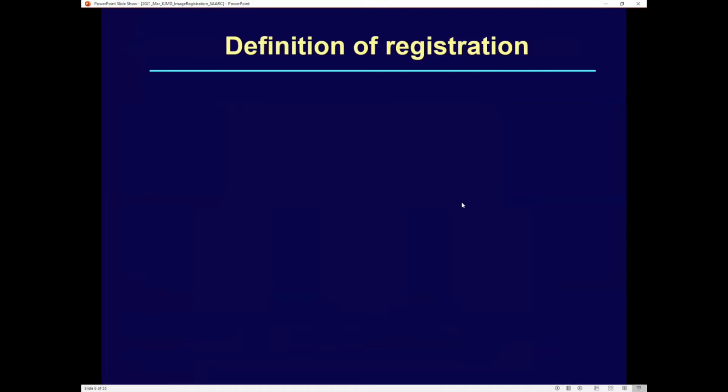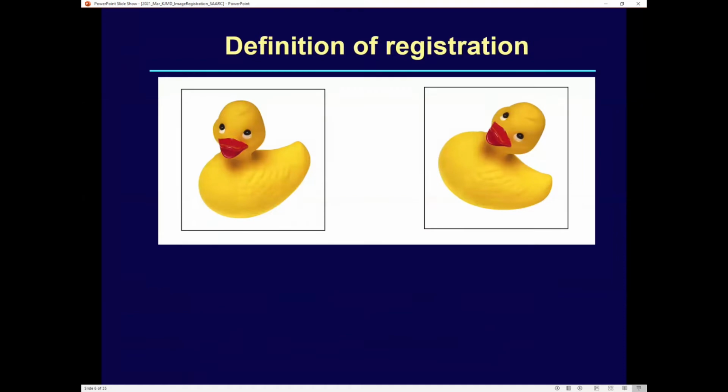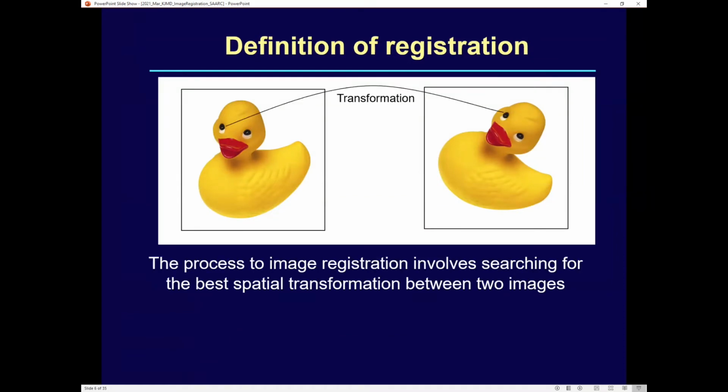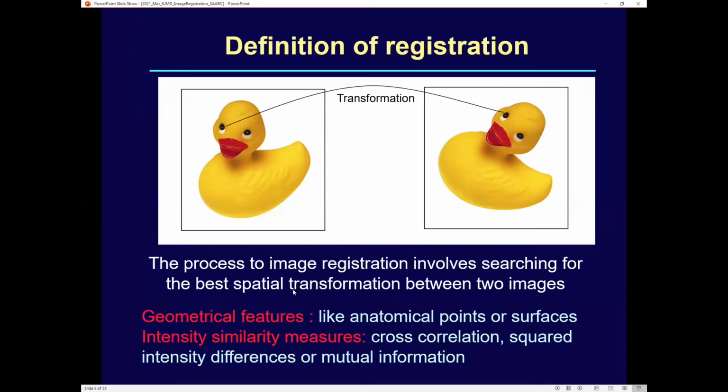Coming to the definition of registration, image registration is the process to find the best alignment to map or transform the points in one image data set to the same points in the image of the other data set. Many approaches have been implemented for image registration, based on either geometrical features like anatomical points or surfaces, or intensity similarity metrics, which use cross correlation, squared intensity differences, or the most commonly used mutual information for image registration.